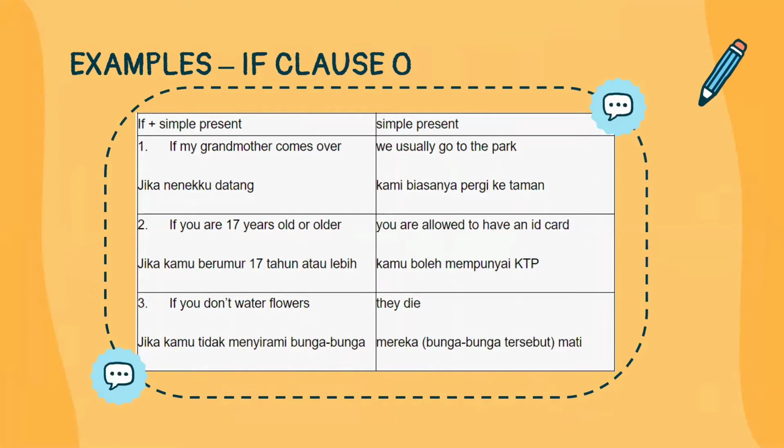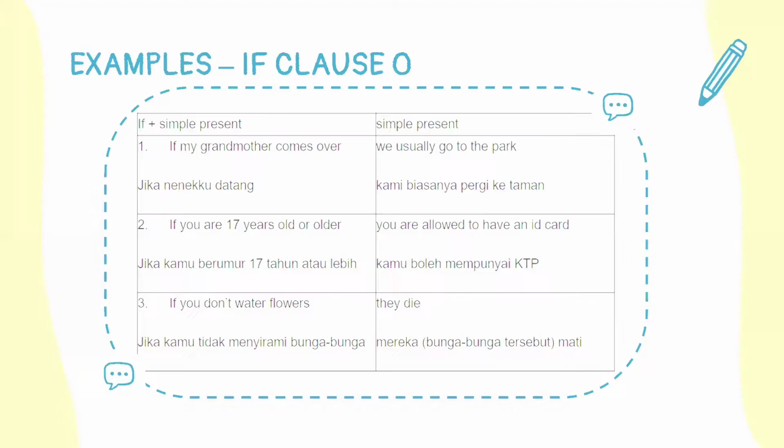Jika nenekku datang, kami biasanya pergi ke taman. Okay, example number 2. If you are 17 years old or older, you are allowed to have an ID card. Jika kamu berumur 17 tahun atau lebih, kamu boleh mempunyai KTP. Example number 3, if you don't water flowers, they die. Kalau kamu nggak nyirami bunga-bunga, mereka mati.